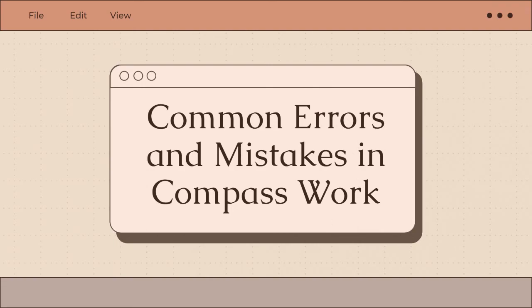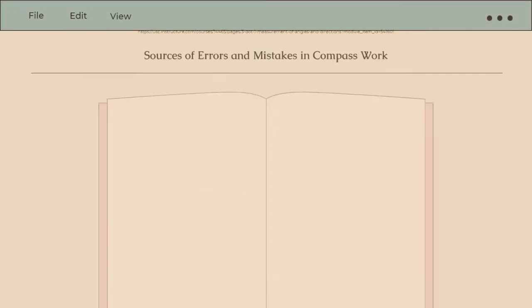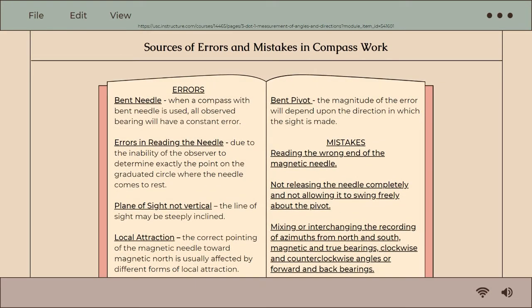Now let's talk about the common errors and mistakes in compass work. First, we have a bent needle. When a compass with a bent needle is used, all observed bearings will have a constant error. Next is the errors in reading the needle. It is due to the inability of the observer to determine exactly the point on the graduated circle where the needle comes to rest. Another source of error is if the plane of sight is not vertical.